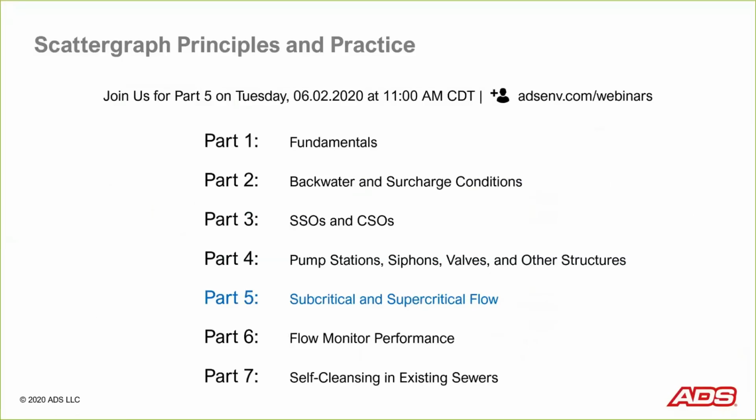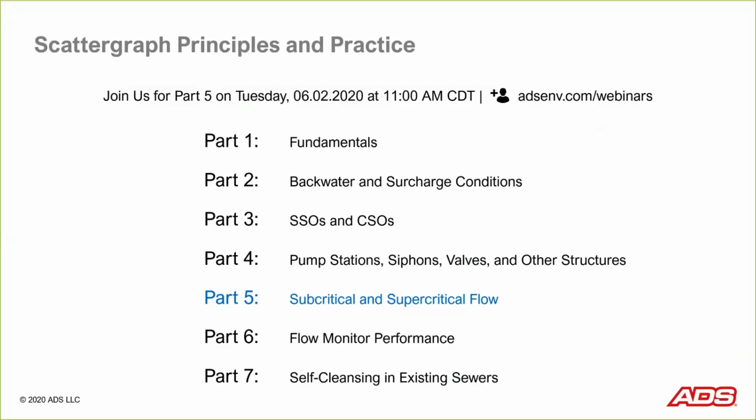Now, if you'd like to join us in a couple of weeks, we're going to proceed to part 5 of this webinar series. That part 5 deals with subcritical and supercritical flow. In part 1, if you remember, we covered a lot of detail about the Manning equation. In part 2, we introduced ISO quantity, or ISO-Q, lines, and have used them extensively in parts 2, 3, and 4.